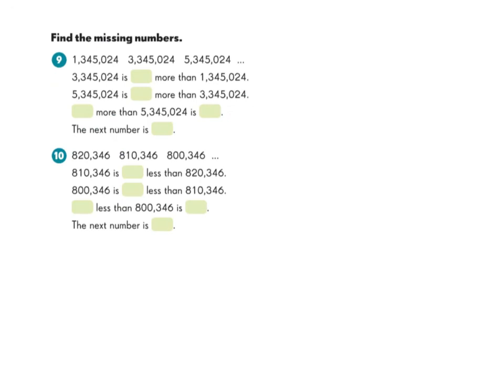Let's do number 9 together to examine another pattern. The numbers in our pattern are 1,345,024, 3,345,024, and 5,345,024. Our first question asks us to compare.